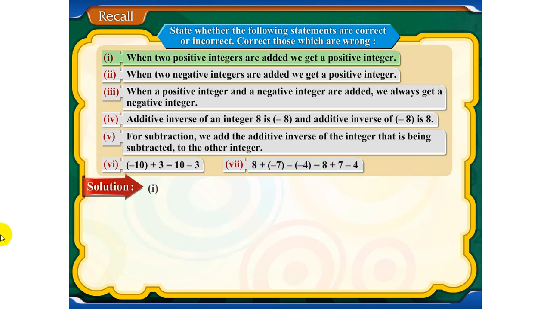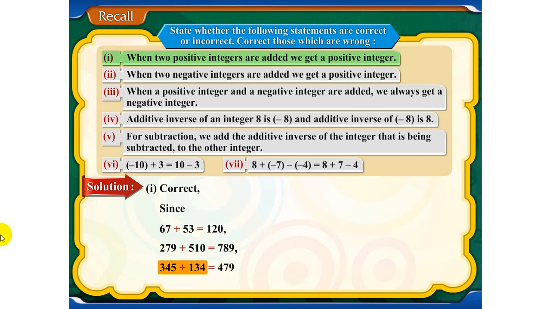Solution. 1. Correct, since 67 plus 53 is equal to 120. 279 plus 510 is equal to 789. 345 plus 134 is equal to 479.